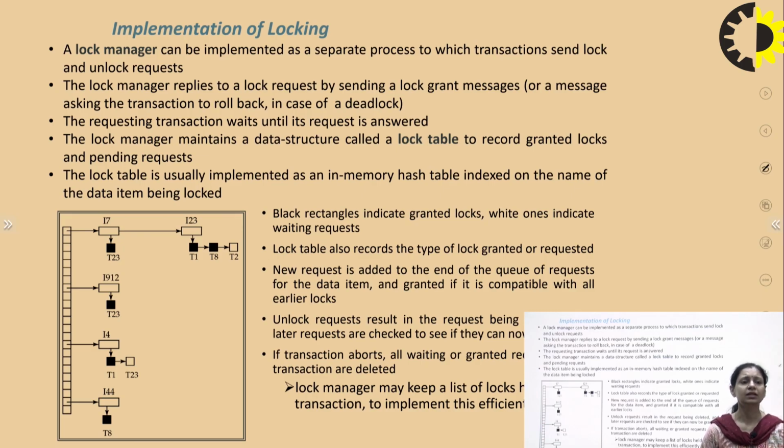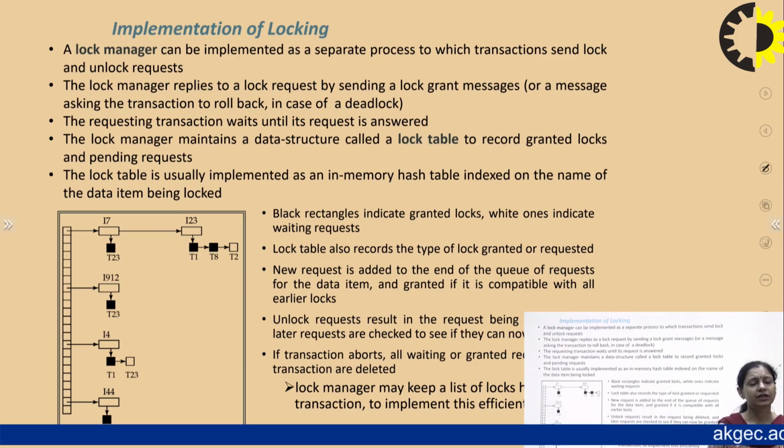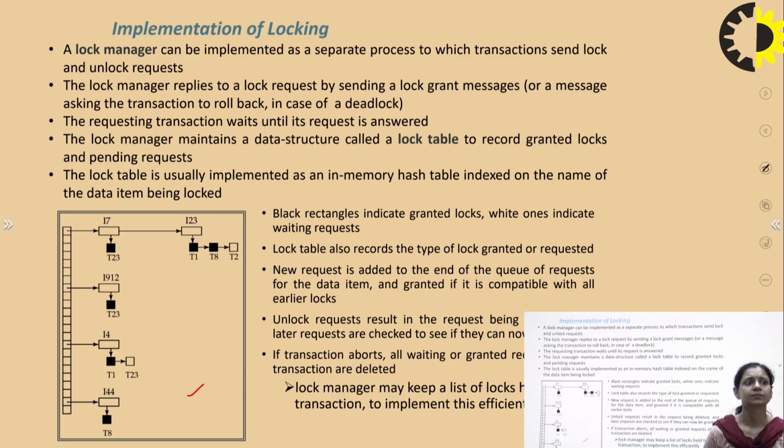So this lock table is usually implemented as an in-memory hash table indexed on the name of the data item that is being locked. If we look at this table, this is the lock table. The black rectangles here indicate the granted locks, white ones indicate the waiting requests. The lock table also records the type of the locks that are granted or requested. A new request is added to the end of the queue of requests for the data item, and it is granted if it is compatible with all the earlier locks. Like we have seen, the shared lock can be shared by multiple transactions.